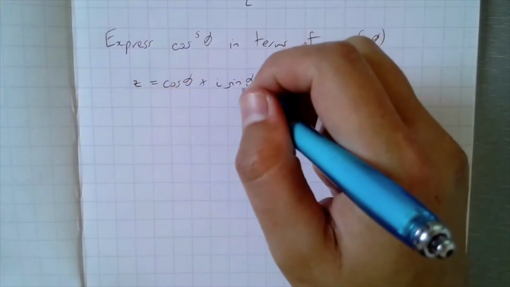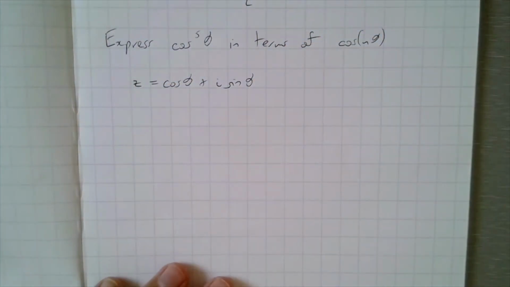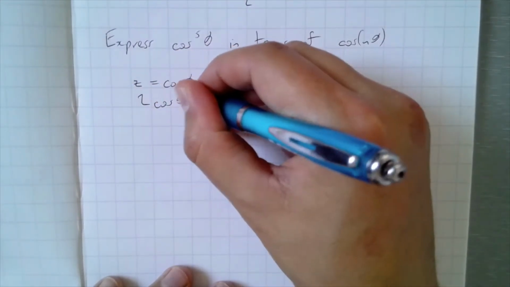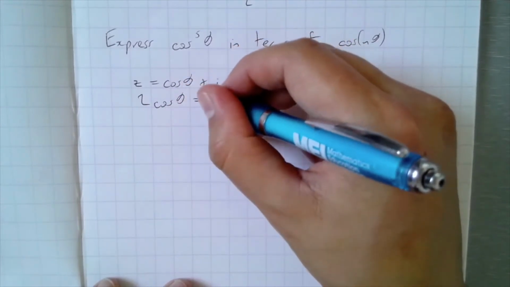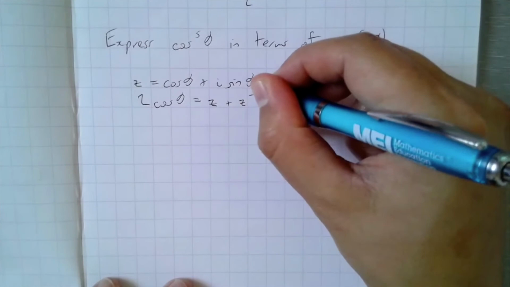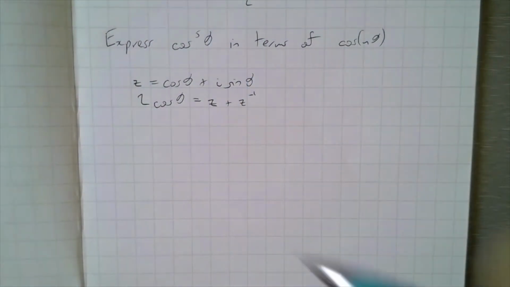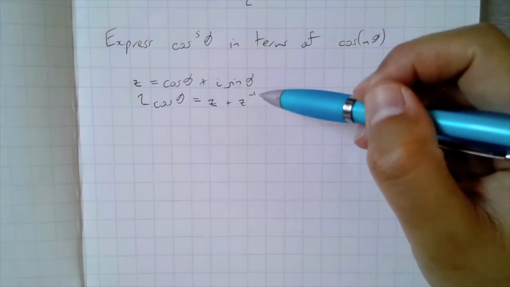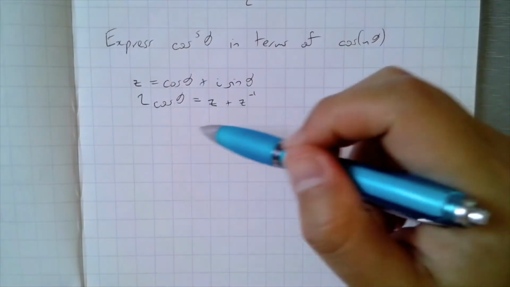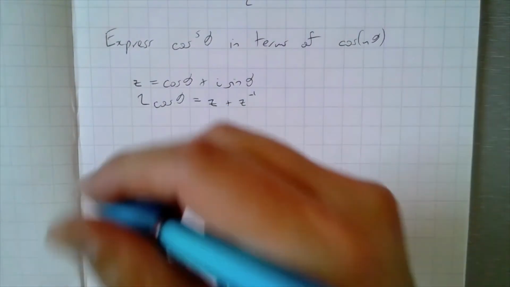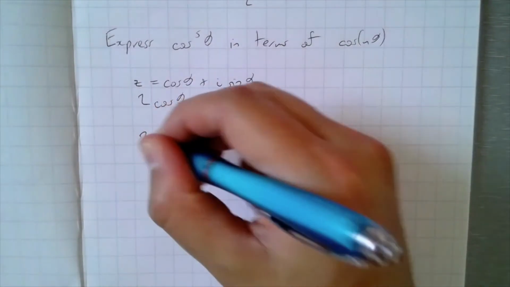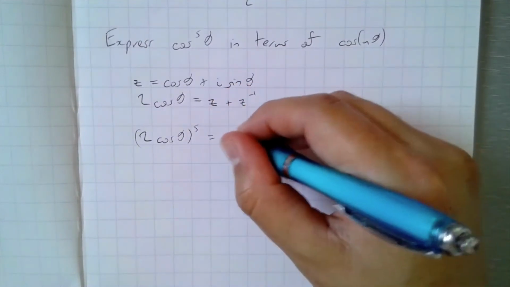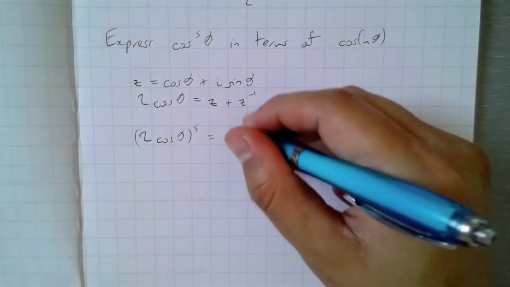So if we let z be this, then we know from what we've just done that 2 cos theta is equal to z plus z minus 1. Now this is a slightly rearranged form. In this form we've got a 1 in here, so these are to the power of 1 and minus 1 respectively, but I've just rearranged it slightly to get the 2 up here. And what I'm going to do is raise both sides to the power of 5. So I've got 2 cos theta to the power of 5 is equal to z plus z minus 1 to the power of 5.